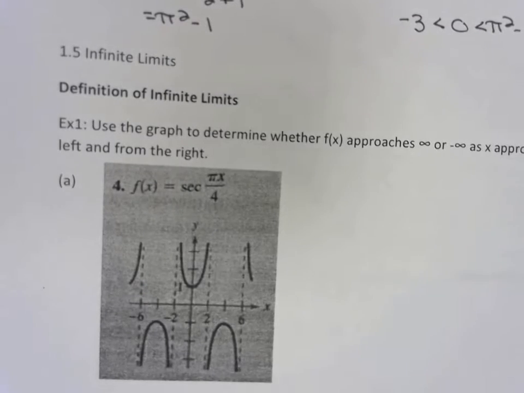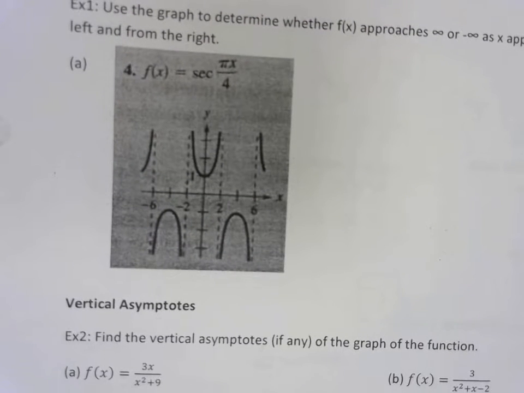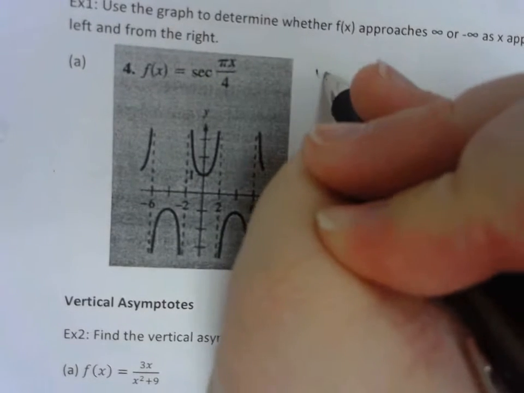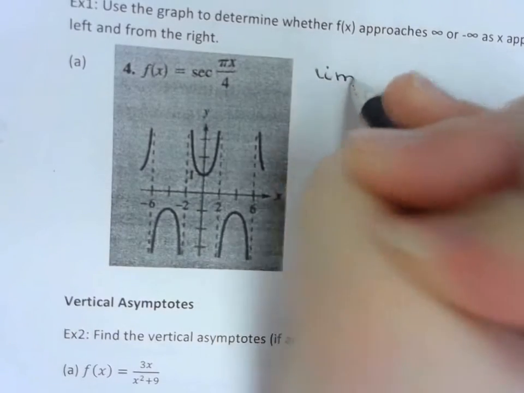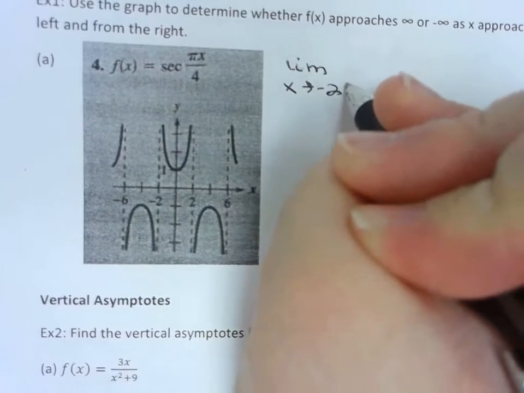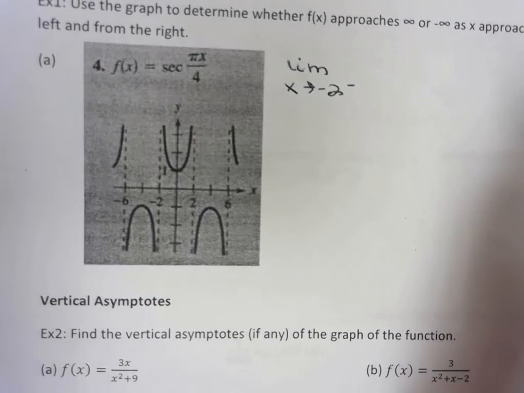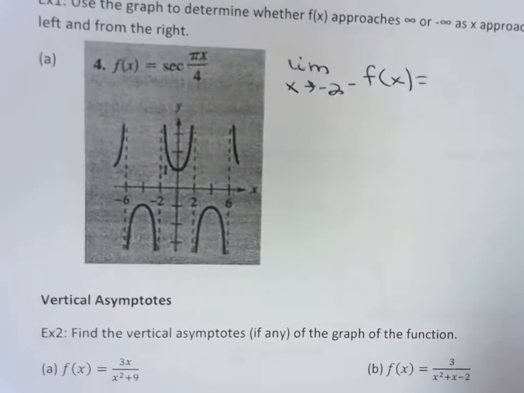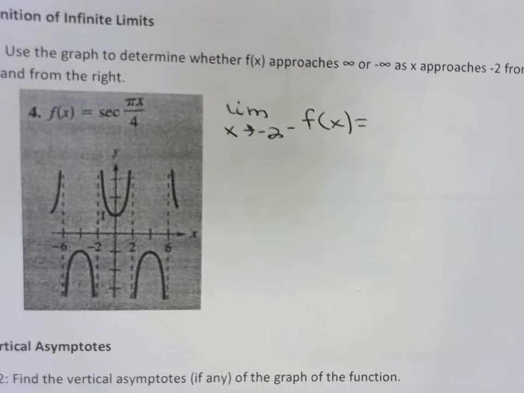As I look at example 1, I want to use the graph to determine whether f of x approaches infinity or negative infinity as x approaches negative 2 from the left and from the right. If I wrote it out, it would be the limit as x approaches negative 2 from the left of f of x, and I want to know what that approaches. So I'm just writing it out from the words they tell you. I literally want to know what my limit is as x approaches negative 2 from the left of my function. And my function is just the graph.